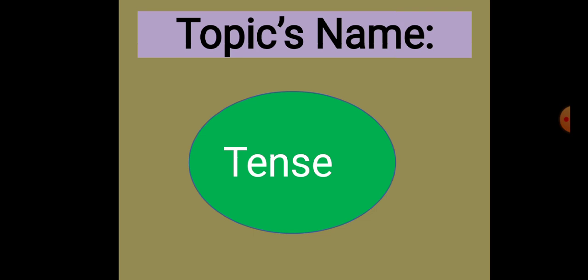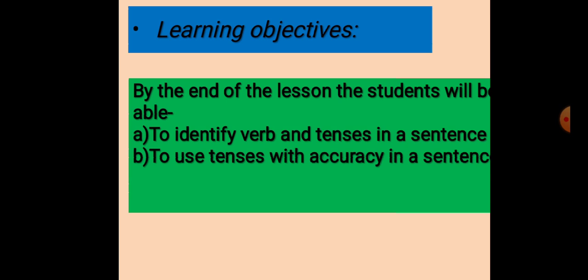Today I will discuss one of the most important items of English grammar, and that is tense. By the end of the lesson, you will be able to identify verbs and tenses in a sentence, and you will be able to use tenses with accuracy in a sentence.